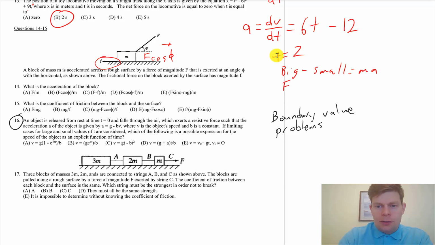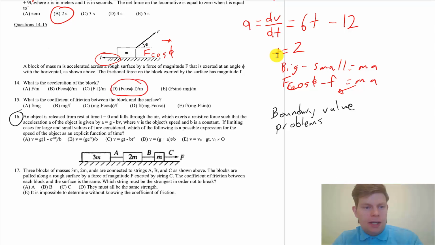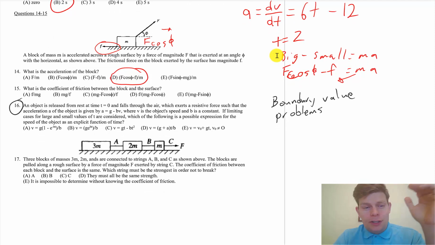So we've got F cos phi minus friction equals ma. Divide both sides by m, and we're done. We solve for a. So this, big minus small over m, equals a. And then we want to find the coefficient of friction between the block and the surface.